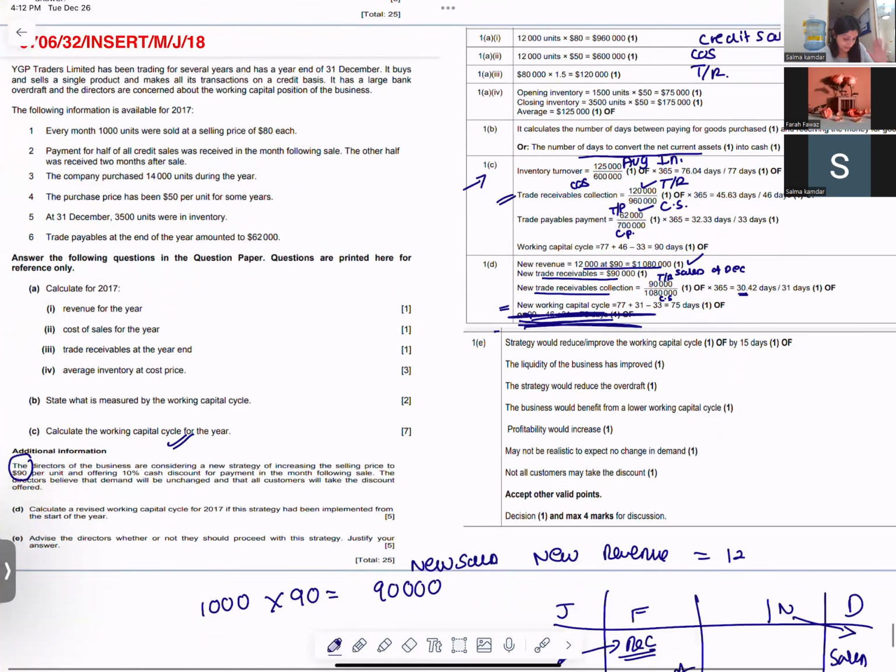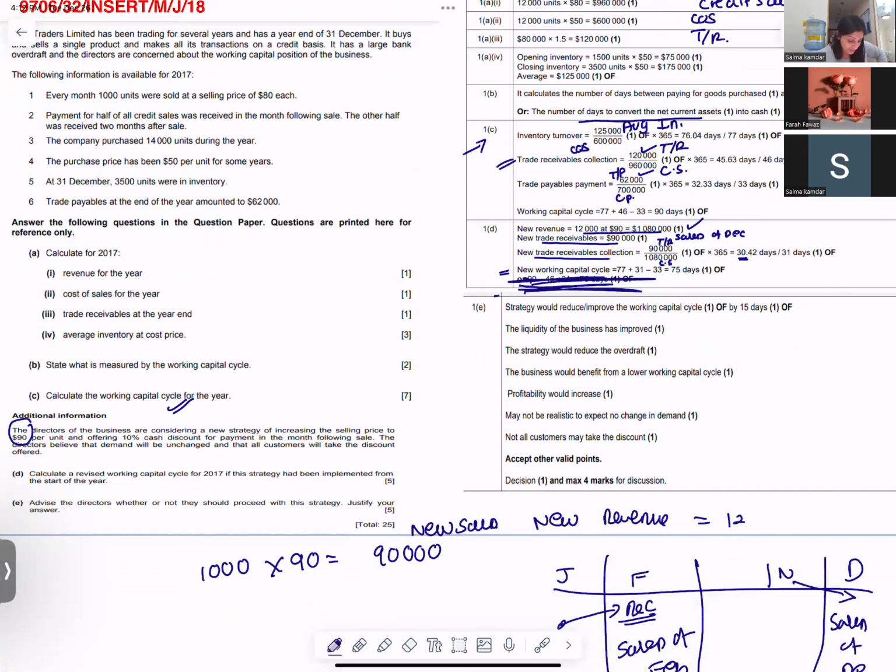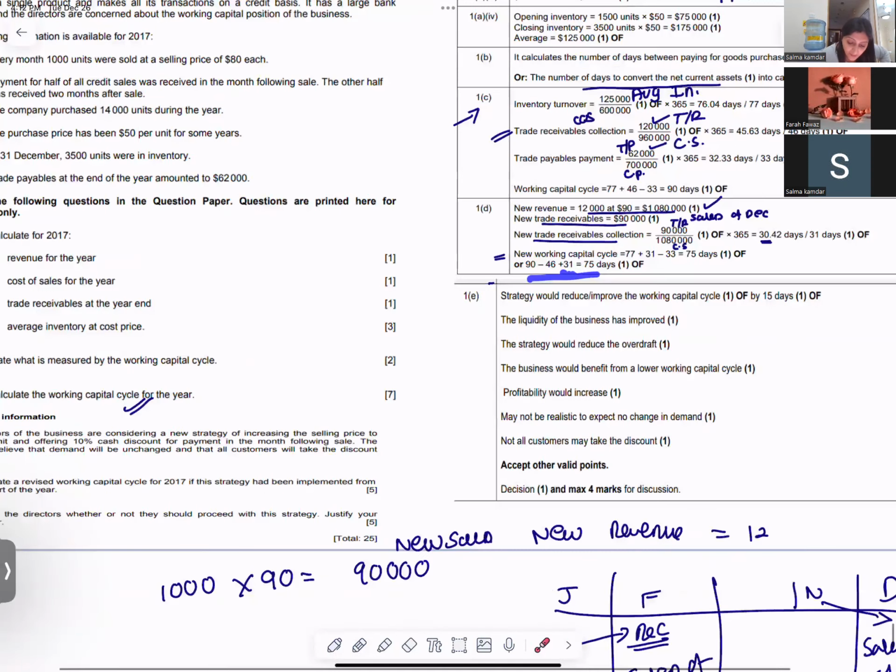Okay. We've calculated the revised working capital cycle period. What was the old working capital cycle period? What you were asking is this. They've taken the old working capital cycle period, deducted the old trade receivables collection period, and added the new trade receivables collection period. Oh, okay. So we will do it the way we do.